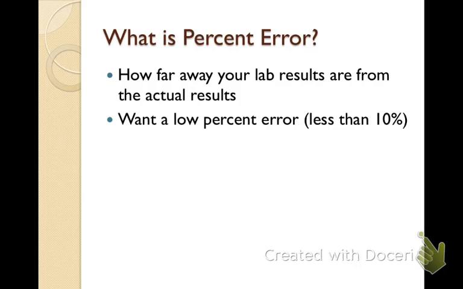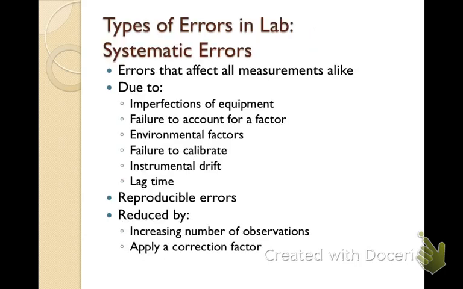So percent error is pretty much how far away you are from the expected results when you're in lab. When you're doing an experiment, you get a result, and then you compare that result with what the known values are supposed to be. That is your percent error. And you want a low percent error, so usually less than 10% is good. It also depends on the lab. So something called titrations that we'll do in Unit 4, you want a percent error less than 5% for that one. So there's different types of errors that we have in lab.